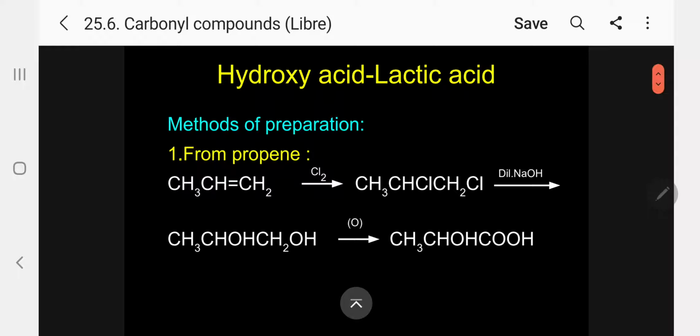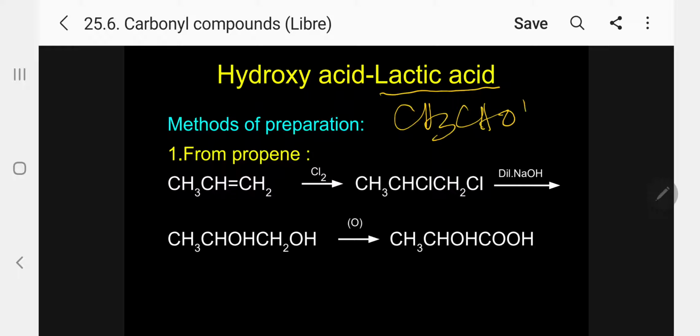Under the hydroxy acid, first I am going to take lactic acid. Please follow. The formula it is CH3CHOH COOH. This is the lactic acid, common name; IUPAC 2-hydroxypropan-1-oic acid. So this we can prepare by a number of ways.